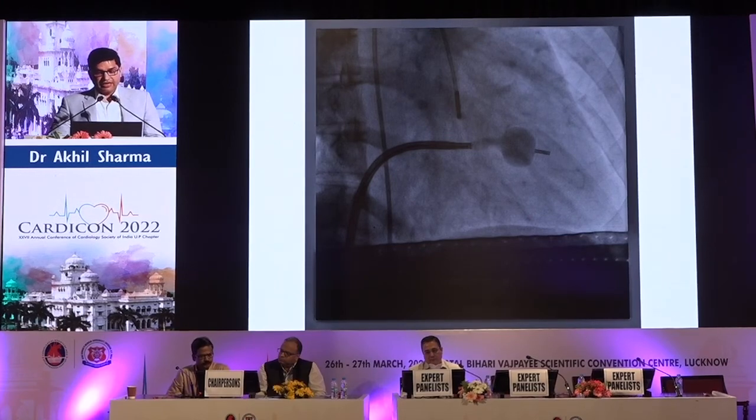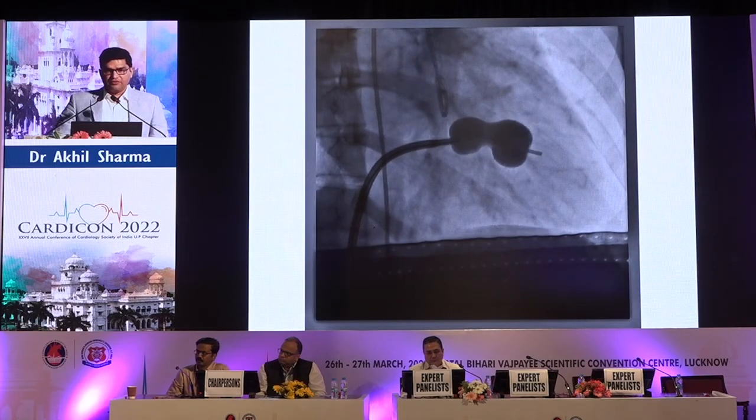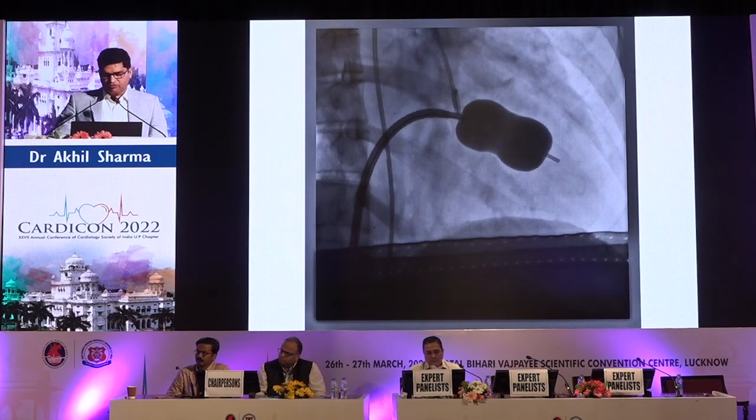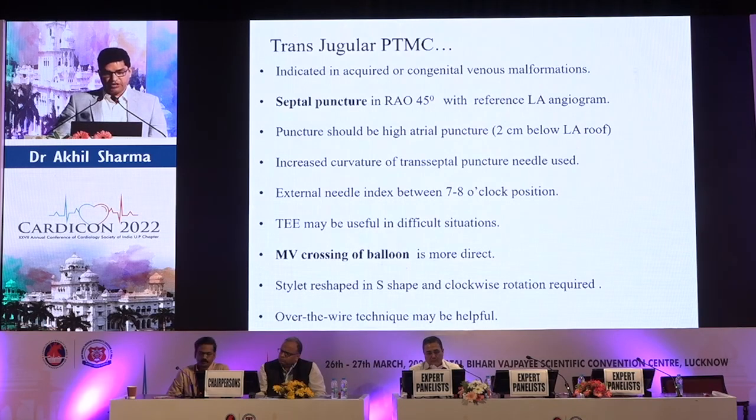Very simple procedural detail is required for pregnancy. You have to cover your patient from the back with a lead apron and anteriorly with a lead apron. Without doing any LV angio, RV angio, or hemodynamics, just cross the valve and complete your procedure with minimum radiation and a suboptimal result. Transjugular PTMC may be required in some venous congenital anomalies or acquired anomalies.